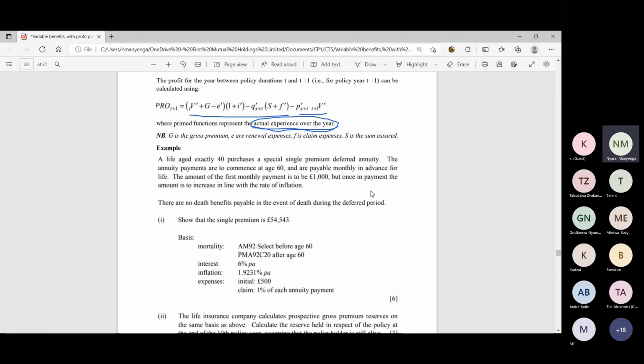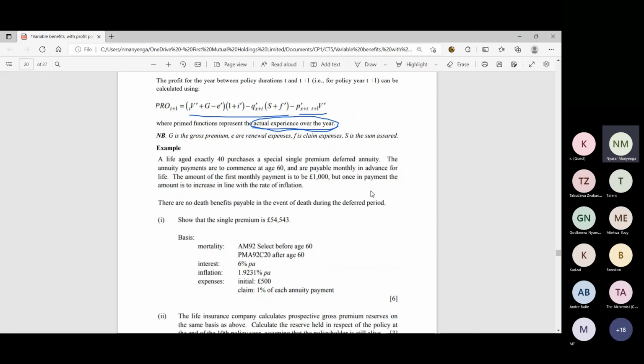The example says a life aged exactly 40 purchases a special single premium deferred annuity. The annuity payments are to commence at age 60 and are payable monthly in advance for life. The amount of the first monthly payment is to be 1,000, but once in payment, the amount is to increase in line with the rate of inflation. There are no death benefits payable in the event of death during the deferred period. Show that the single premium is 54,543.